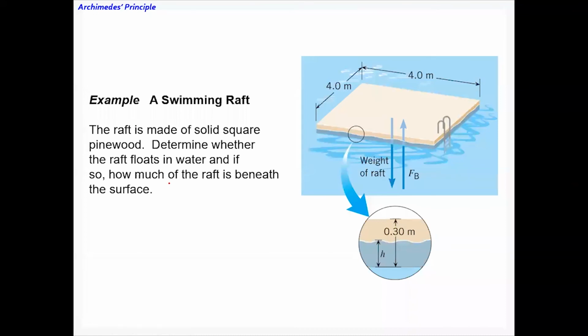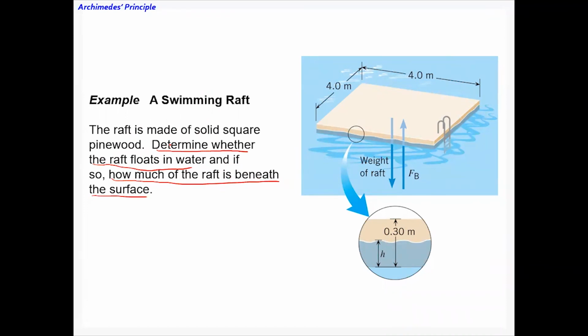Okay, let's do one more problem here. A swimming raft. The raft is made of solid square pine wood. Determine whether the raft floats in water, and if it floats, how much of the raft is beneath the surface. We have two parts here. Determine whether the raft floats in water, part 1. If it does, then how much of the raft is beneath the surface? These are the two parts.